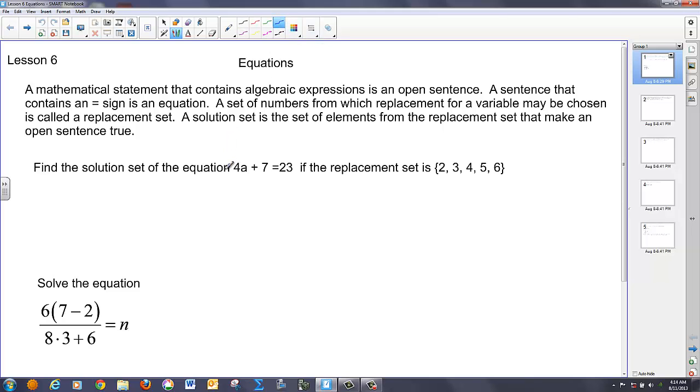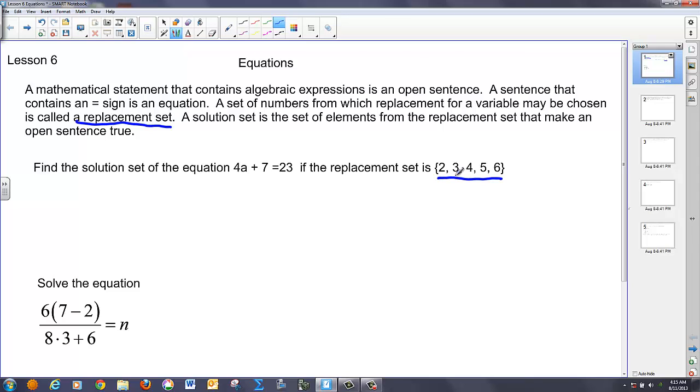The set of numbers from which replacement for a variable may be chosen, we call a replacement set. Right here. And the solution set is the numbers within that replacement set that make the sentence true. So in this example here, we want to find the solution set of the equation if we have a replacement set made up of these numbers.